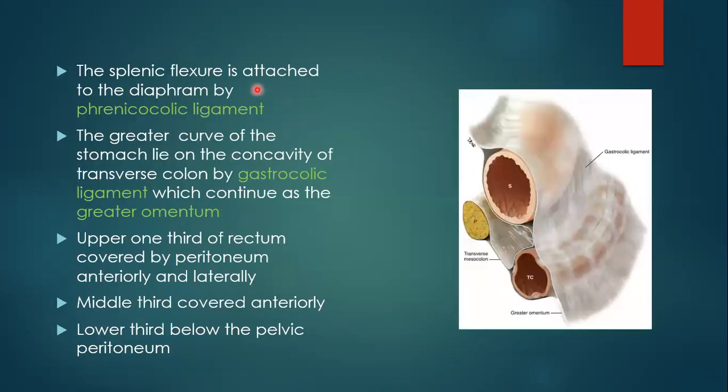The splenic flexure is attached to the diaphragm by the phrenicocolic ligament. The greater curve of the stomach lies on the concavity of the transverse colon by the gastrocolic ligament, which continues as the greater omentum. Upper one third of the rectum is covered by peritoneum anteriorly and laterally. Middle third is covered anteriorly, and lower third is completely below the pelvic peritoneum.